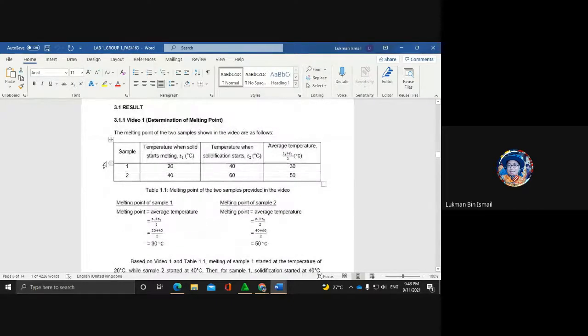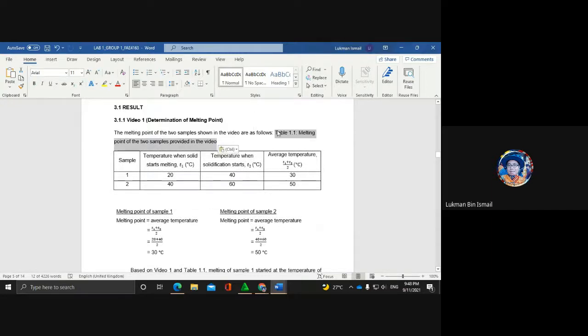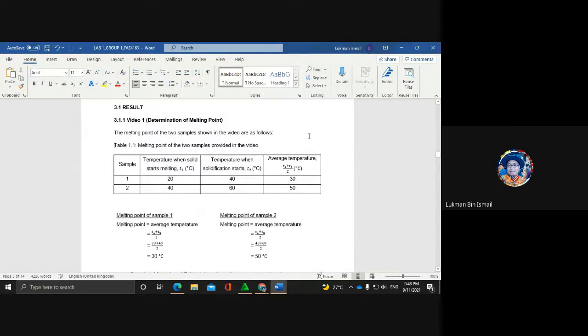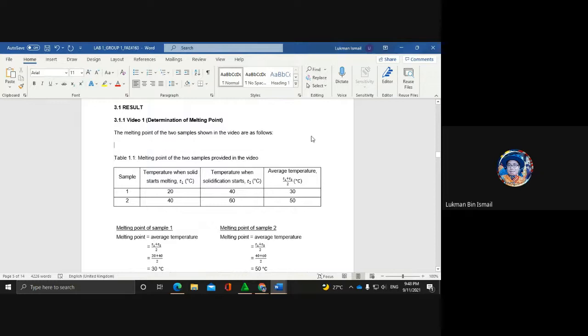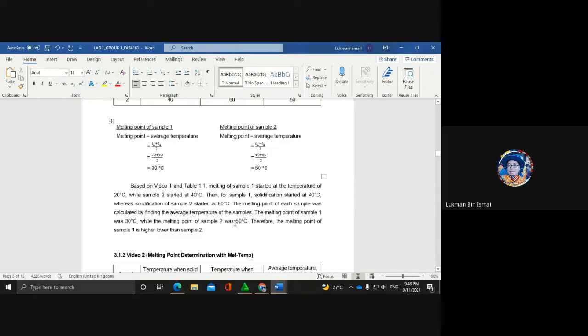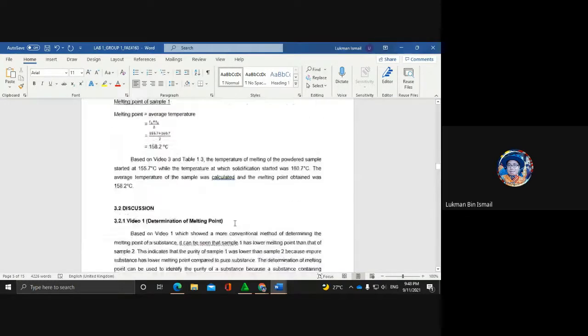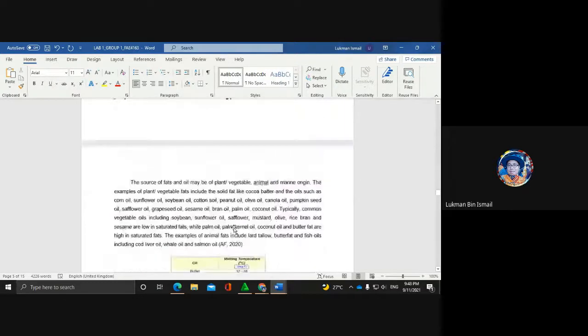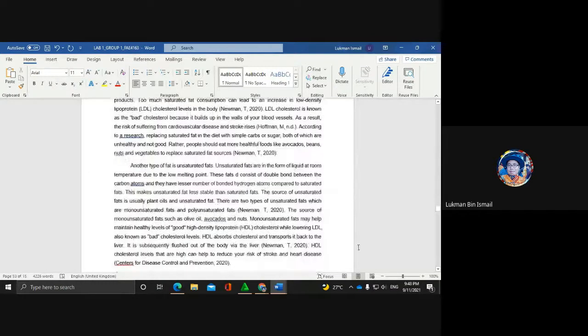You don't have the table. Usually the table number is at the top. Usually we write the table citation at the top, not at the bottom. Figure caption below, table caption above. So there is no figure at all, no pictures at all. So that's it lah.